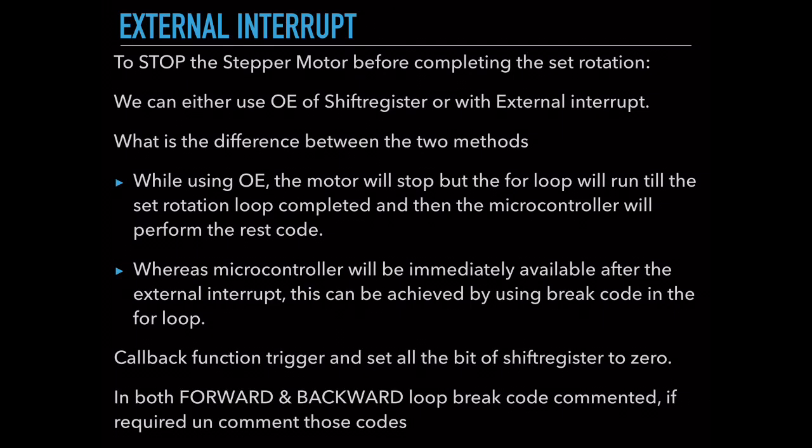If we are using OE, the motor will stop, but the internal loop, the 400 steps that we provided, will keep on looping. So the microprocessor is busy completing this loop, and only once the loop is completed will our microprocessor process the rest of the code. Whereas if we use an external interrupt, the motor will stop immediately and the microprocessor will be available for executing the rest of the code.